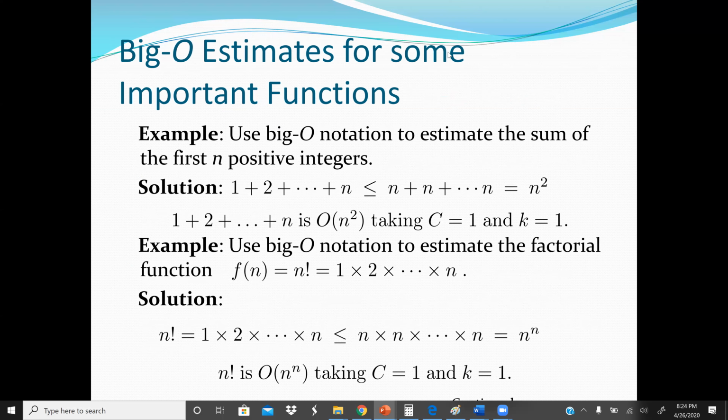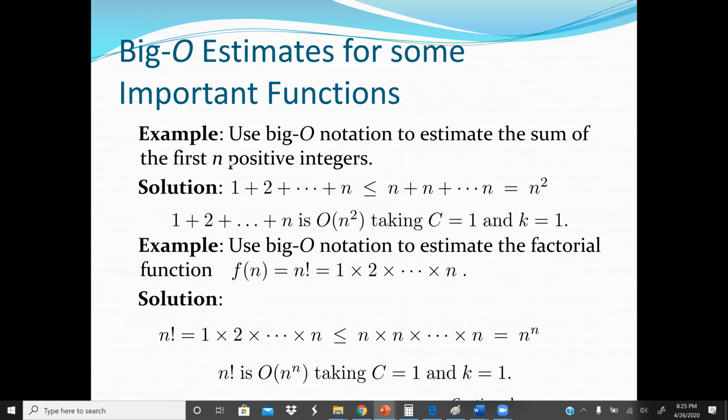This is a big O estimate for some important functions. Here they say we can use big O notation to estimate the sum of the first n positive integers. So we have 1 plus 2 up to n less than or equal to n plus n, which equals n squared.